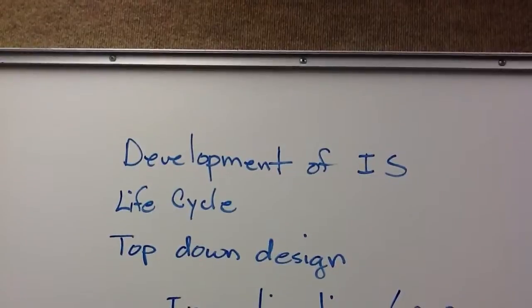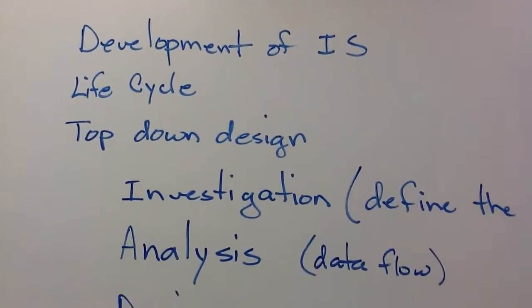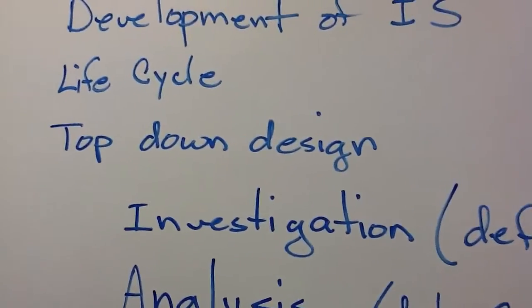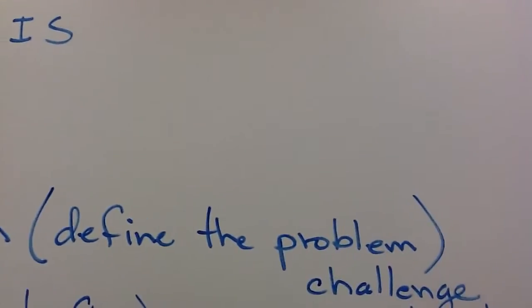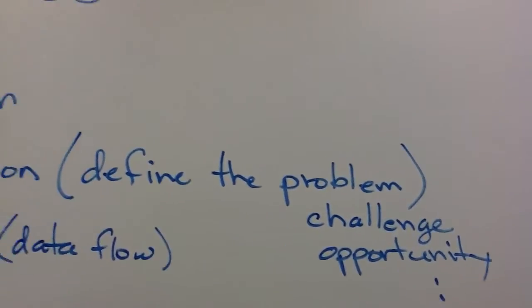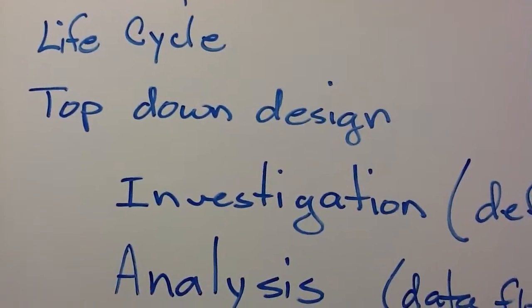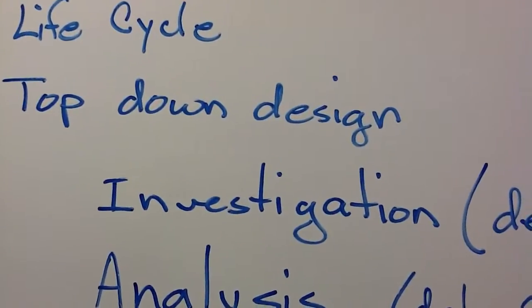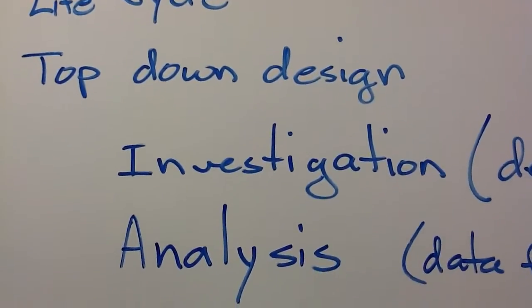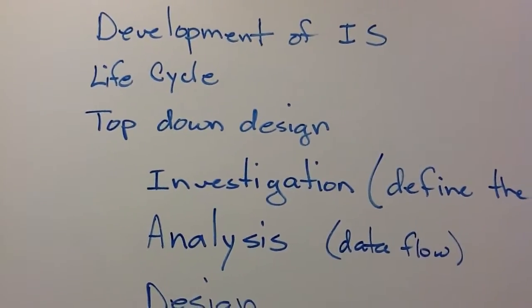We talked a little bit about life cycles, and then we went through the top-down design. First thing, investigation. You define the problem, the challenge, the opportunity, whatever it might be, to use technology to better manage information than whatever way you're managing it now. The next step is analysis. One of the things is data flow.